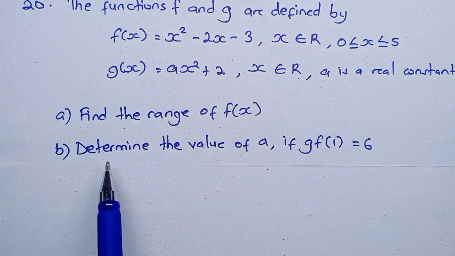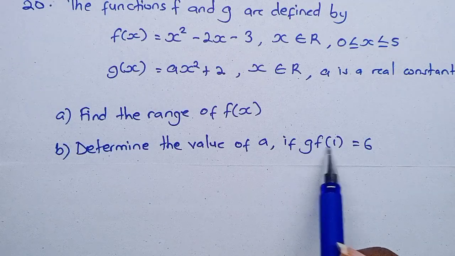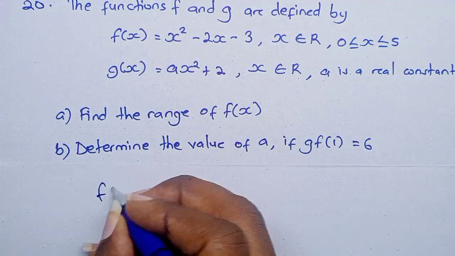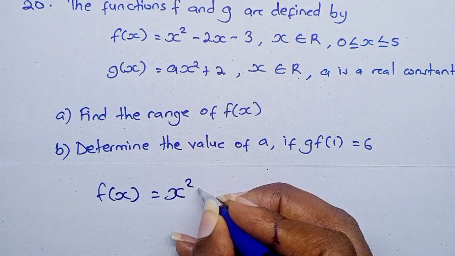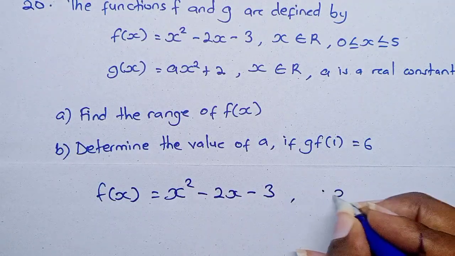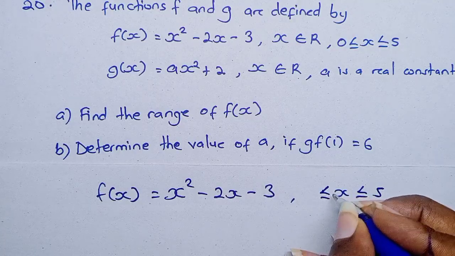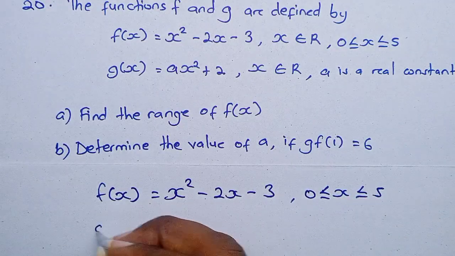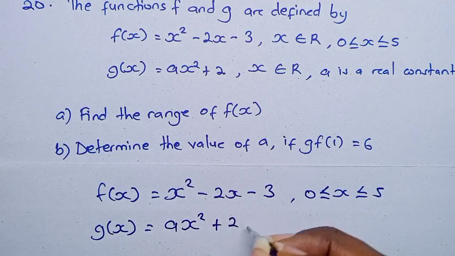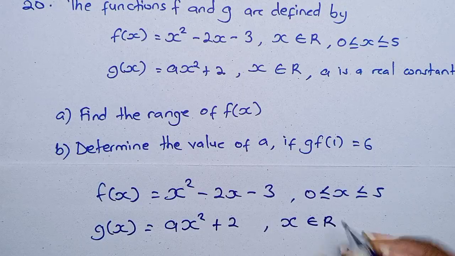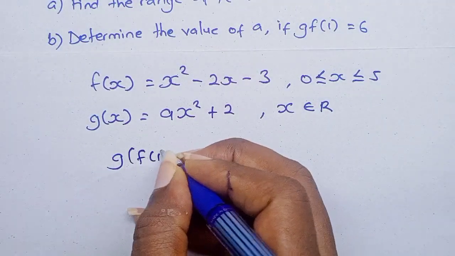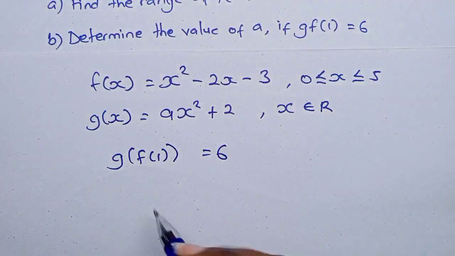Let's answer part B. Part B says determine the value of a if g of f of 1 is 6. So remember, our f of x is equal to x squared minus 2x minus 3, where x lies between 0 and 5, and g of x is equal to ax squared plus 2, where x is a real number. Okay, so now to find g of f of 1 is equal to 6. This is what we find.